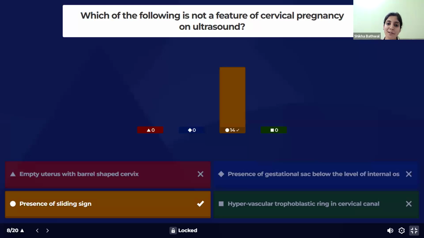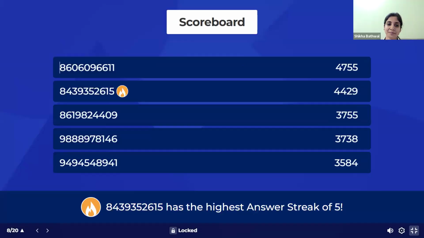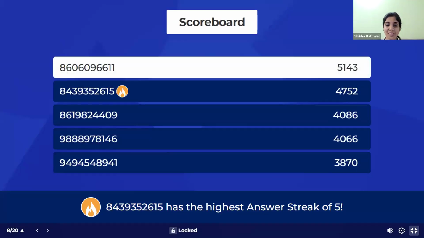Yes. So everyone has got it correct. There is absence of sliding sign, and not presence, in cervical pregnancy. All the other 3 are the diagnostic criteria. Well done. Scoreboard, please. Great. So the same person is leading, and the second person is quite close with an answer streak of 5. Well done. Next question.